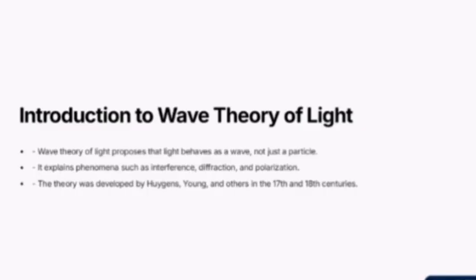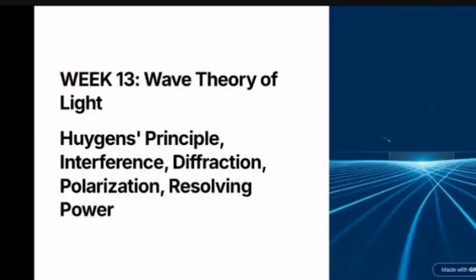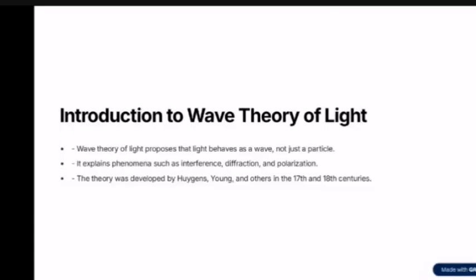Starting with what I have here, wave theory of light proposes that light behaves as a wave. This theory tries to state that light behaves as a wave, meaning it has both wavelength and frequencies. Then also it has other properties that waves are known to have. So I would think you should write that down.